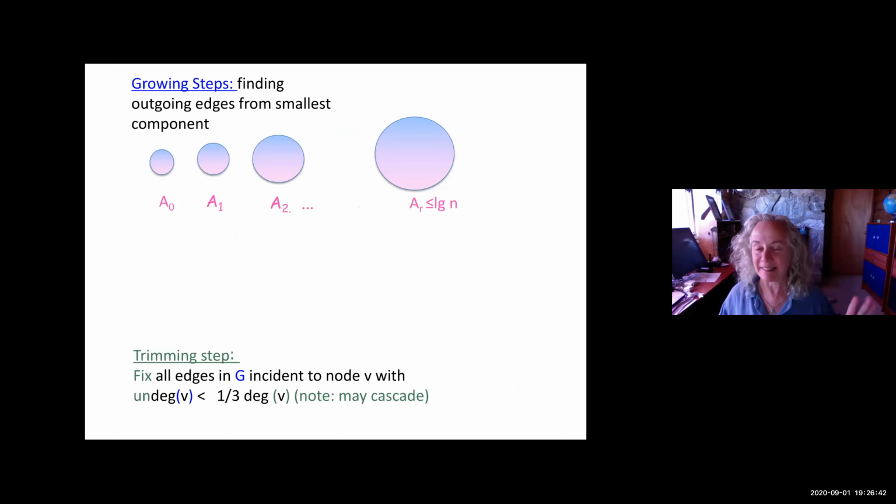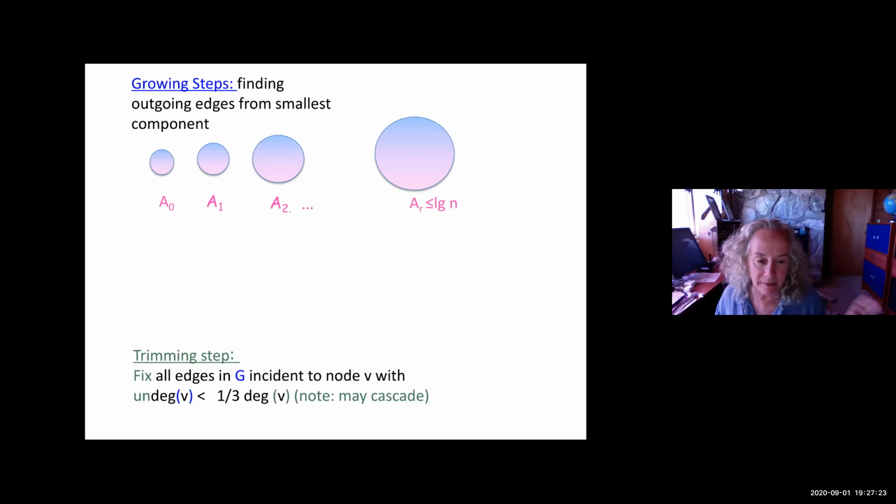Okay, so there's going to be growing steps. We're going to try to grow G prime by thinking about the smallest components so far in G prime. The smallest components will be called A's: A0, A1, A2, and so on. Notice, because it's the smallest component, when it finds an outgoing edge, it doubles in size. So it can't double more than log n times. And we're also going to have a trimming step where we fix edges in G incident to a node V.